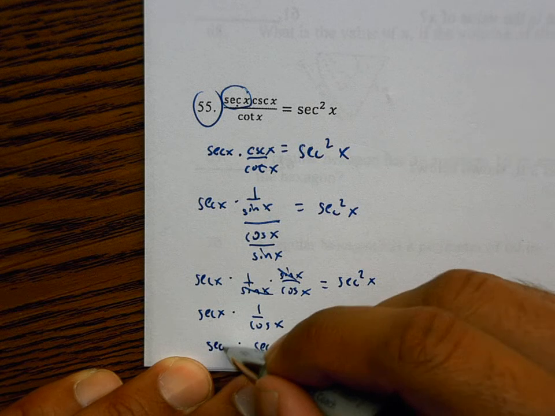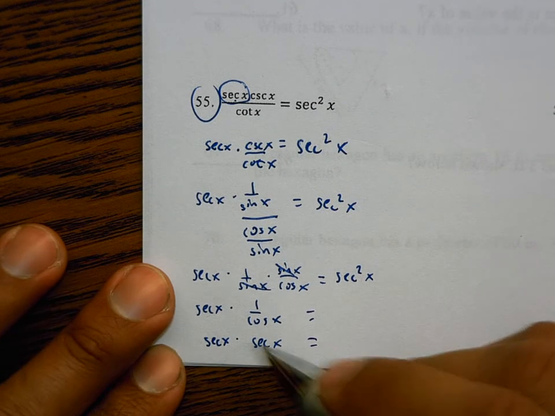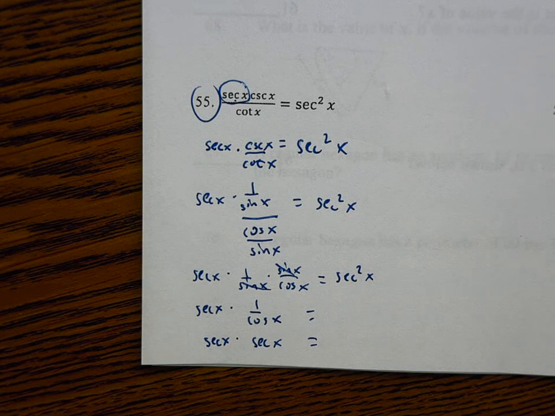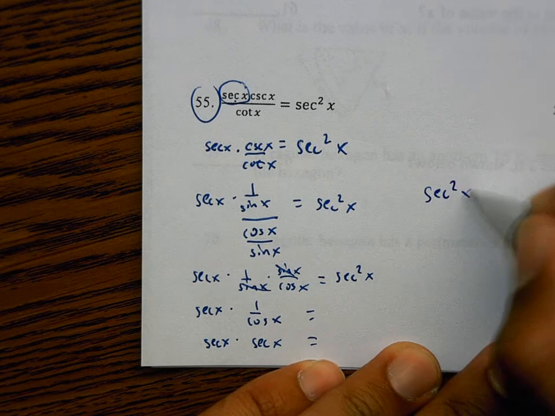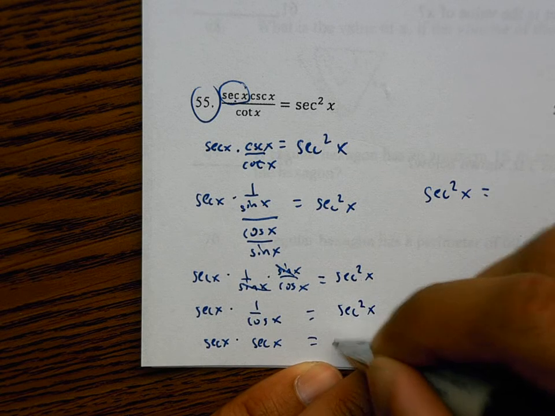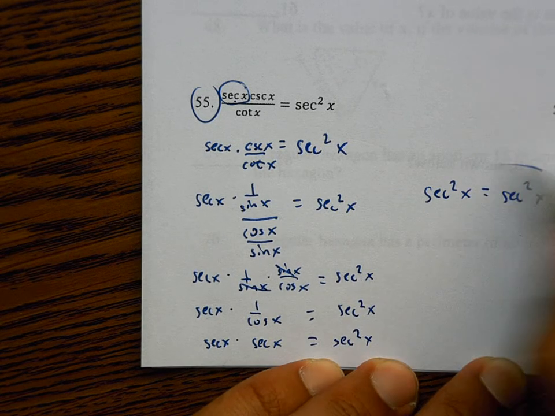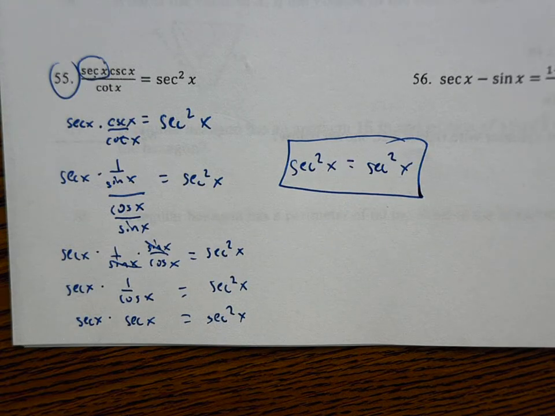And what do you know? On this left-hand side, I'm getting secant of x times secant of x. My final answer, the left side is secant squared of x. The right-hand side is secant squared of x. You never stop until the left side is equal to the right side. And once you do, you have now proven that the left side is equal to the right side. I'm going to stop your notes right there.